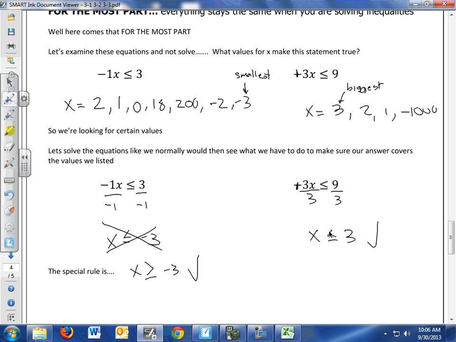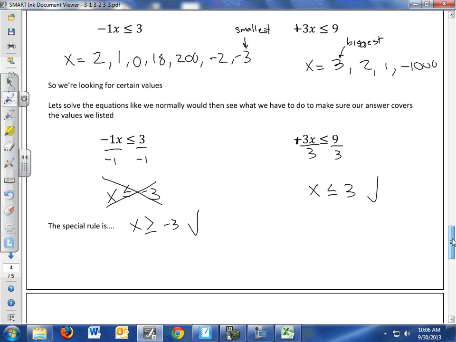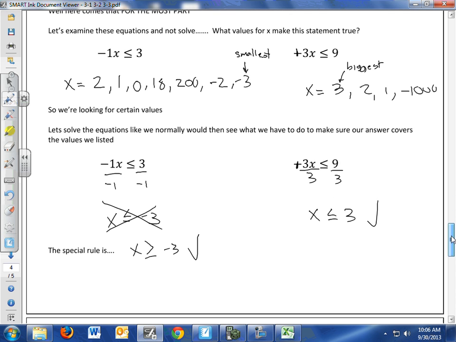Do we have to change this? No, this is good. So, what do you think the only special rule is when we're solving inequalities? What's different about this problem from this problem? We're dividing, right? That's the same, but what's different, Miss Aaron? Yeah, we had a negative here that was being multiplied by my variable. If we divide by a negative, we're going to have to flip our sign. If we divide by a positive, we're good. Nothing has to change. That's the special rule.